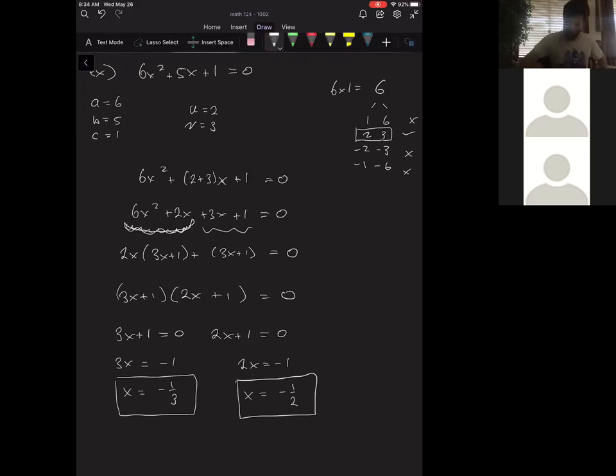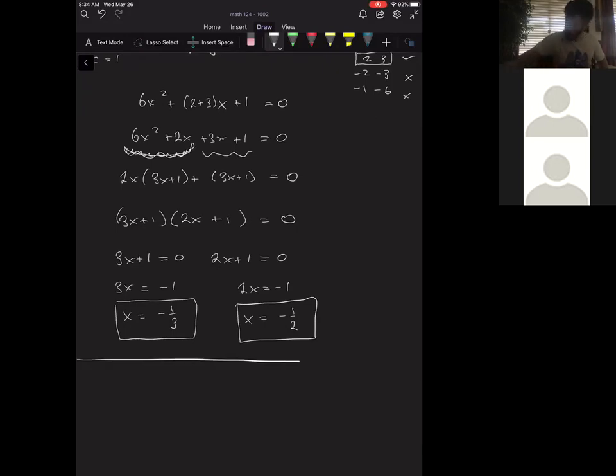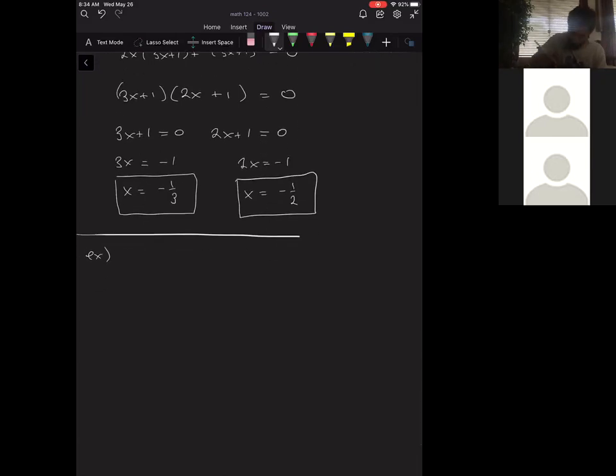Let's do one more, like AC method one. Let's come up with one real quick. Okay, so let's solve this equation. 14x squared minus 3x minus 2 is equal to 0.